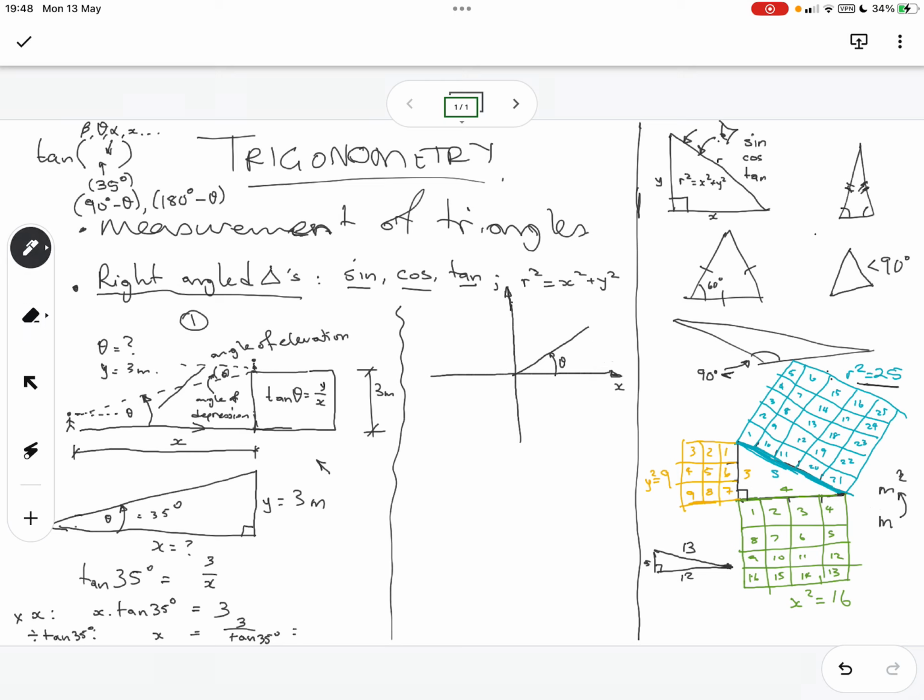You can think about it as a radius to a circle.